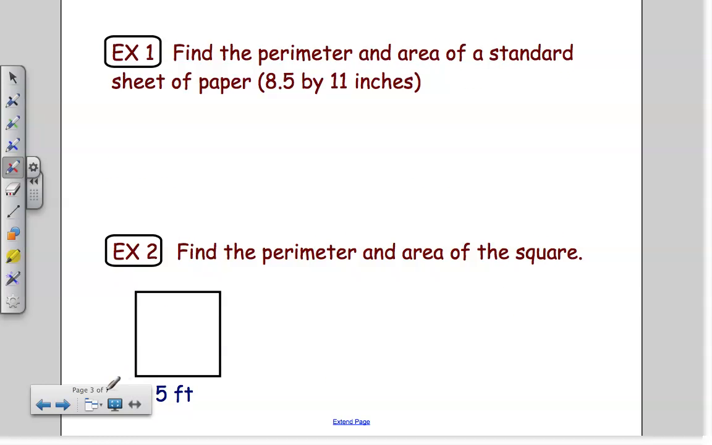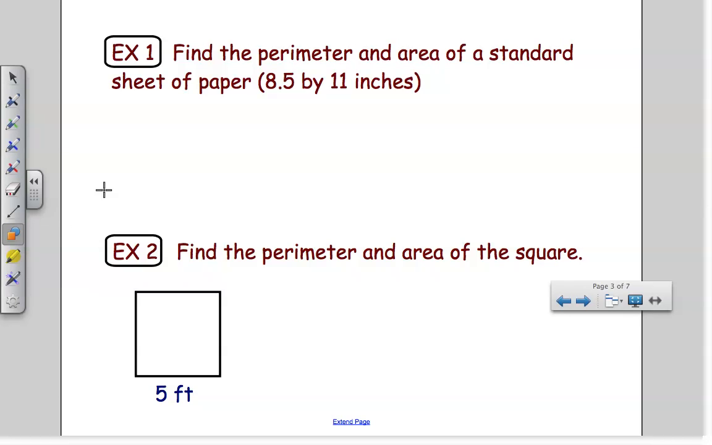Alright, let's put these formulas to use here. Find the perimeter and area of a standard sheet of paper, and a regular sheet of paper is 8.5 by 11 inches. So first you say, well, what's the shape of a sheet of paper? Should be thinking a rectangle here. So I'll just put a rectangle in quick. There's about the size of a sheet of paper. I know the dimensions are 8.5 by 11 for the length and the width, or the base and the height, and I'm supposed to find perimeter and area.